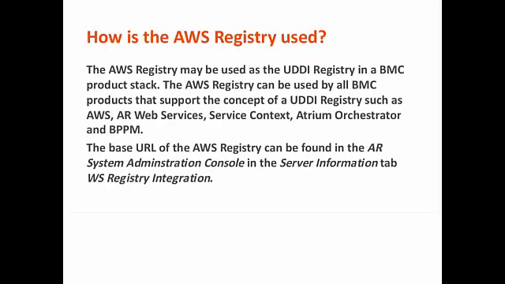And the base URL for the registry is found in the System Admin Console. It's in the Server Information tab, WS Registry Integration. So that's how all those different products find the registry and use it.